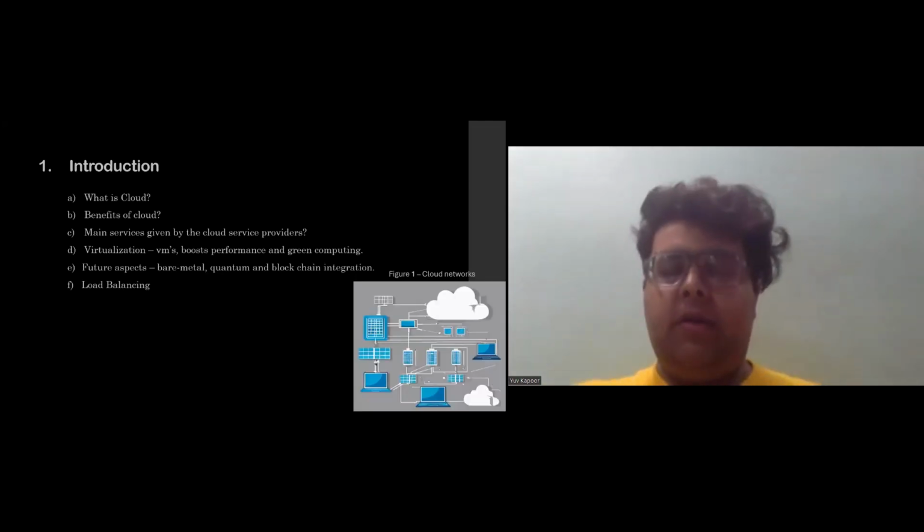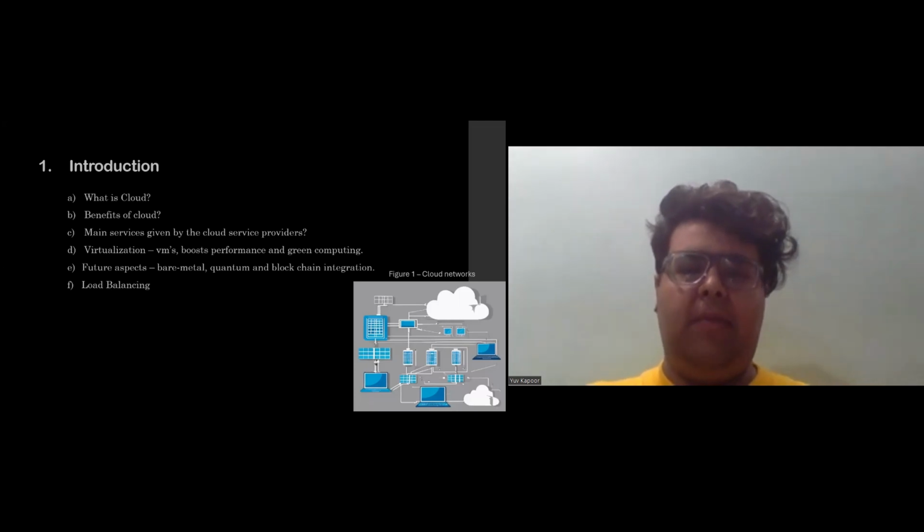So, there are two parts to our research. First is virtualization, which has been performed by me. Second, load balancing, which has been performed by my friend Gaurav Vora. So before starting with that, both virtualization and load balancing are the crucial aspects of cloud.